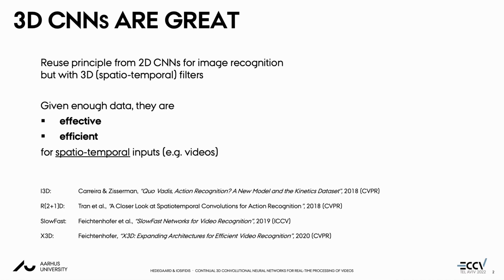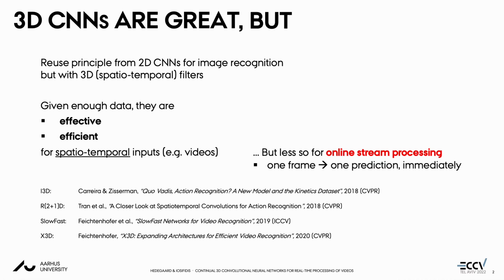We evaluated some state-of-the-art methods for human activity recognition from recent years thoroughly and found that while they are efficient for offline, batch-wise inference, they are less so for online stream processing, where we want an immediate prediction for each frame as it arrives in our stream.